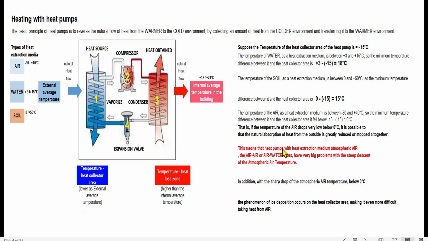This means that heat pumps with atmospheric air as heat extraction medium, the air-to-air or air-to-water types, have very big problems with the steep descent of the atmospheric air temperature. In addition, with the sharp drop of the atmospheric air temperature below 0 degrees, the phenomenon of ice deposition occurs on the heat collector area, making it even more difficult to take heat from air.